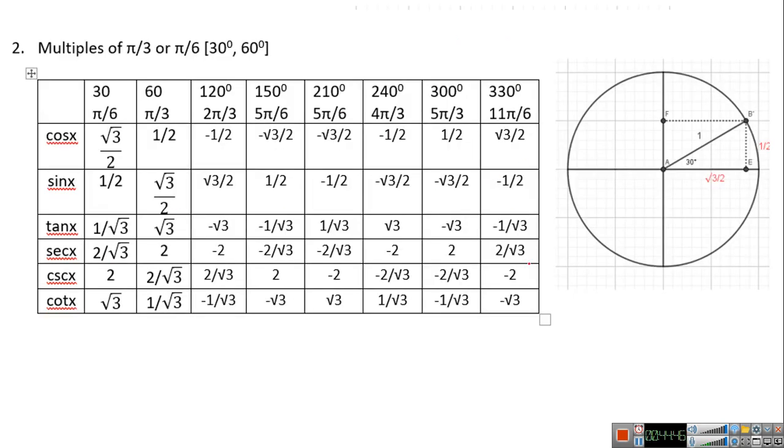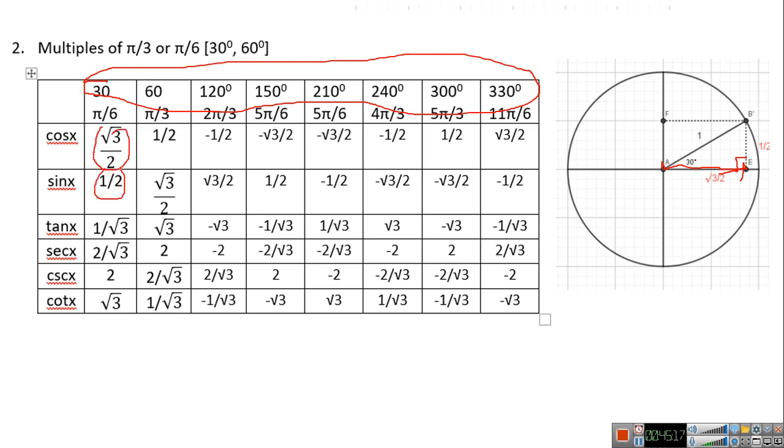Now, if you have a multiple of 30, you remember this year, we took a triangle with 30, 90, and 60, and this radius is 1. What I want you to know, you can use the triangle property and find all sides. This side will be half, and this side will be radical 3 over 2. If you have a multiple of 30 or 60, no need to memorize anything. Either the cosine is radical 3 over 2 or half, plus or minus, or the sine is plus or minus half or radical 3 over 2.